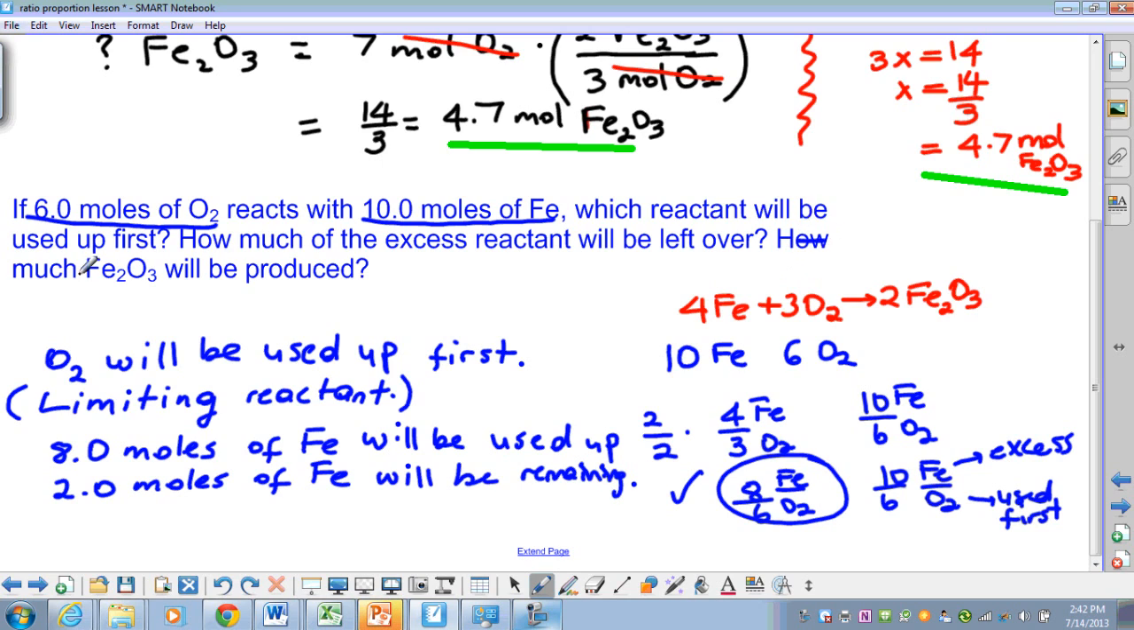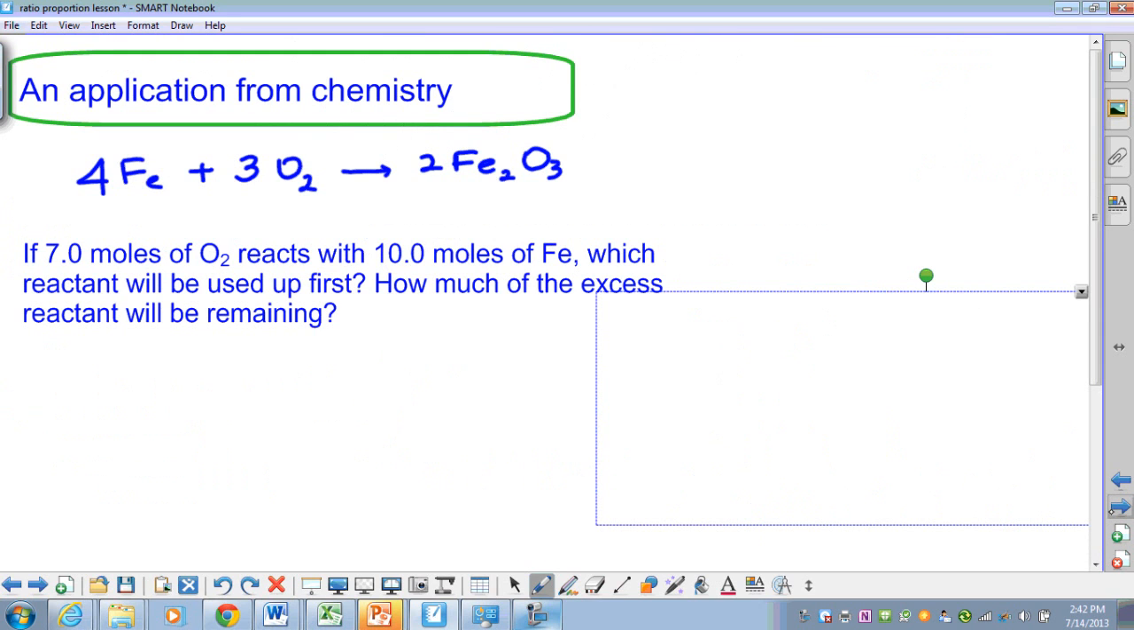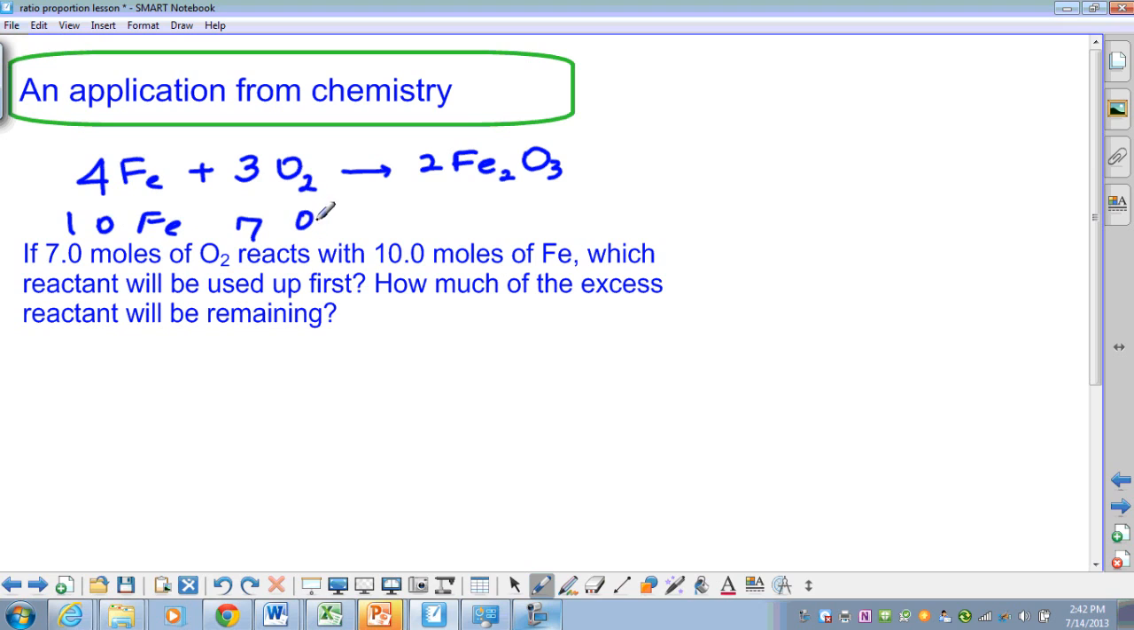Okay, at the moment, do not worry about this part of the question. I'd like to introduce to you the last part of the question on the next page. So we have the same equation, but this time we have 7 moles of oxygen reacting with 10 moles of iron. And the question is, what will happen in that situation if you combine them?